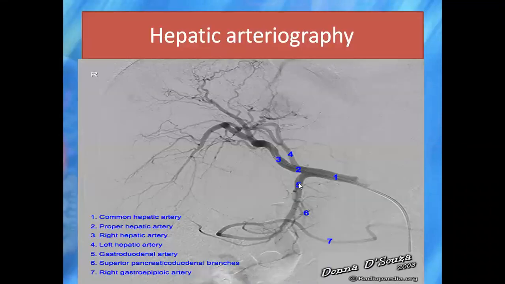This is a hepatic arteriogram that shows: 1, the common hepatic artery; 2, the proper hepatic artery; 3 and 4, the left and right hepatic arteries; 5, the gastroduodenal artery; 6, the superior pancreaticoduodenal artery; and 7, the right gastroepiploic artery.